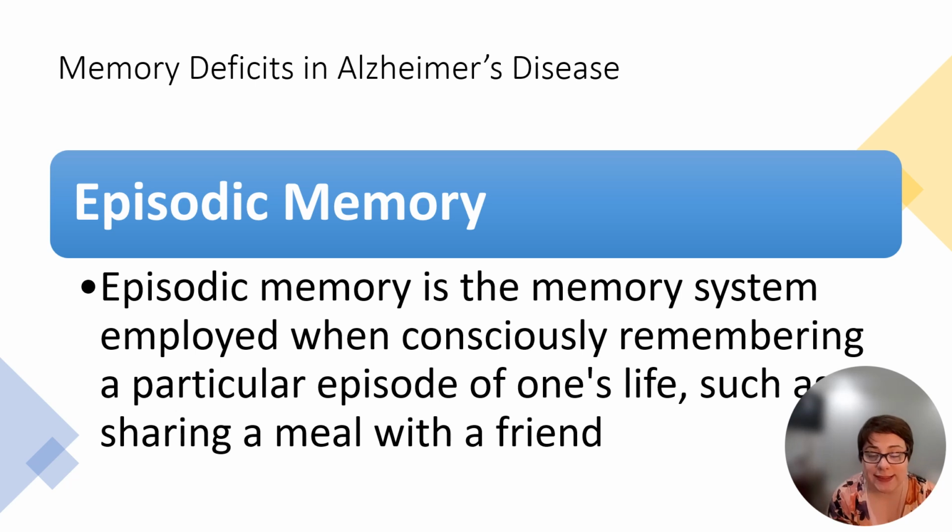So now let's discuss how each of the memory systems are impacted by Alzheimer's disease. Let's start with episodic memory. Episodic memory is the memory system that we use when we're consciously remembering a particular episode of our life, such as if we received a marriage proposal, or the day that we got married, or our first day of college, things like that.